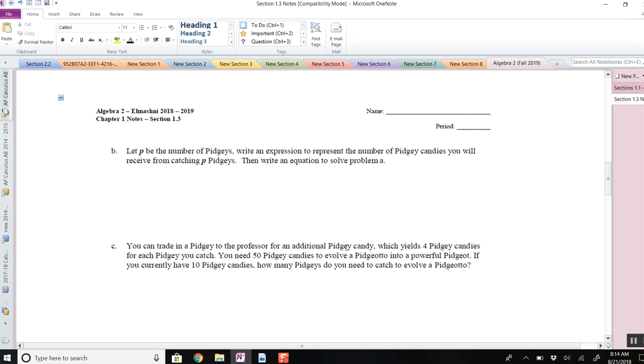But if we look at the next one, let P be the number of Pidgeys. My expression represents the number of Pidgey candies you receive from catching P Pidgeys. Well, again, that was just P plus 3. You start at 3, and P is the number of Pidgeys you're catching. And we can say that equals T, where T is the total Pidgeys, if you wanted to do that.